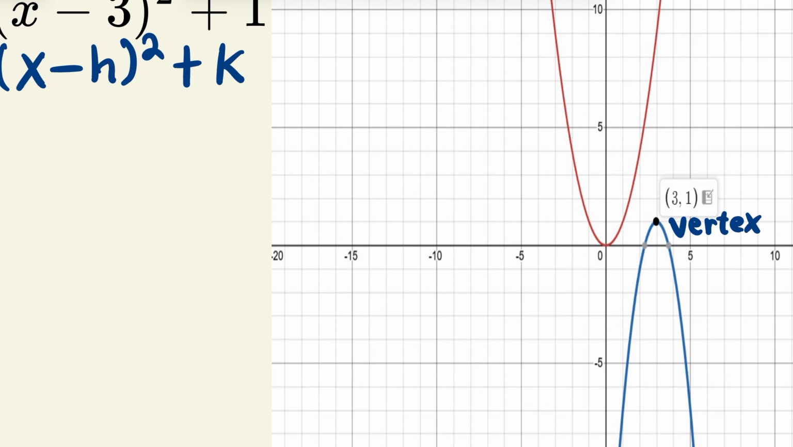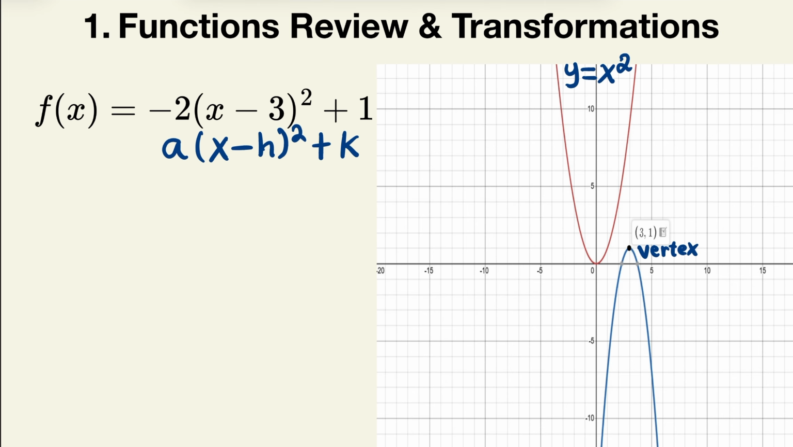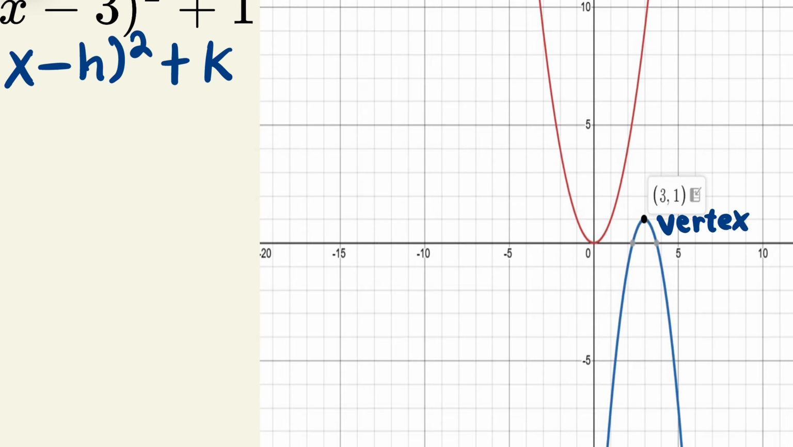Okay, now let's look inside of the parentheses. So we have the expression x minus 3. And this tells me the graph shifts right 3 units. And you can see that's what occurred here on this graph. It shifted over 3 units. So from here to here.